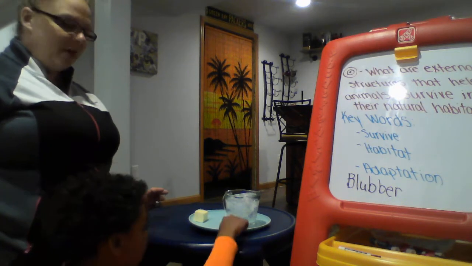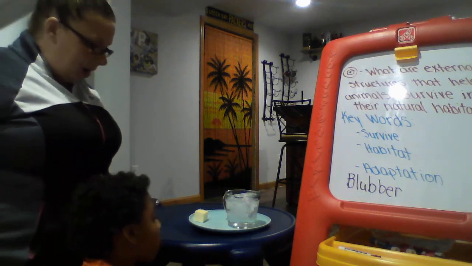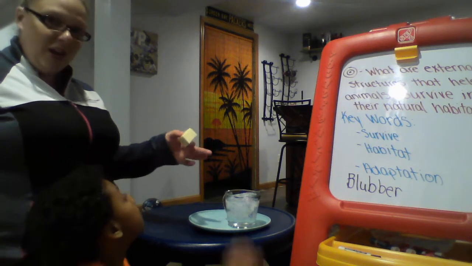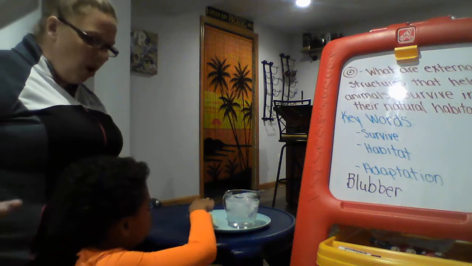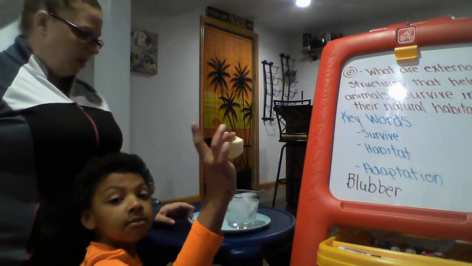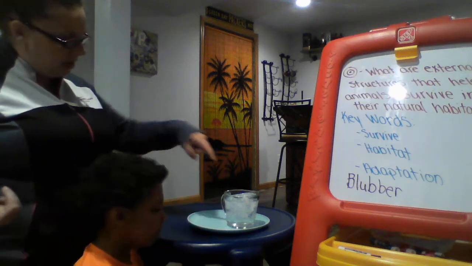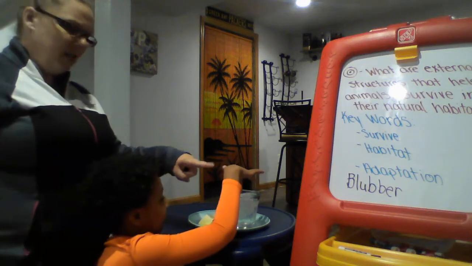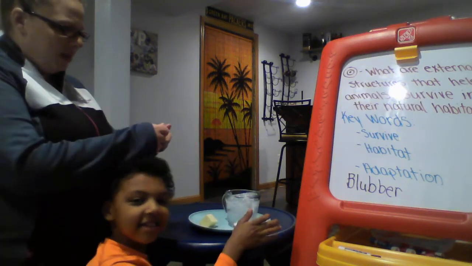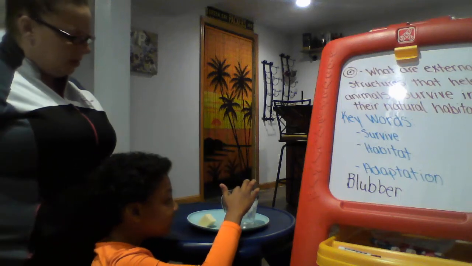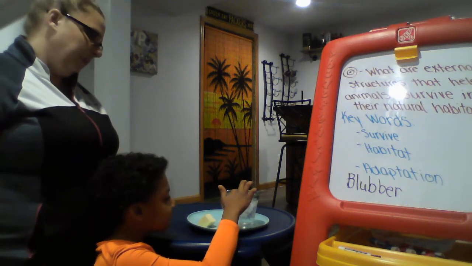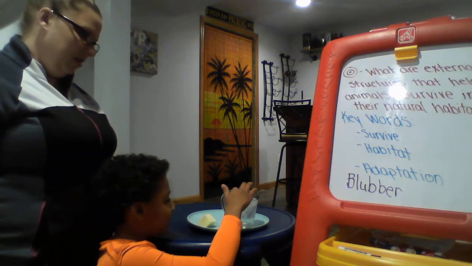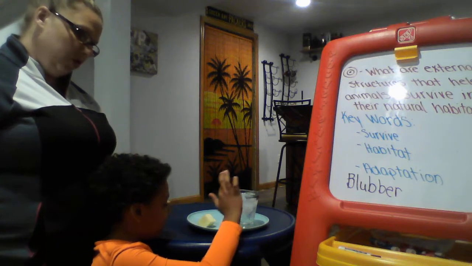Now, remember I told you that thick layer of fat was called blubber, right? So this butter right here is all fat. That's our butter. What we're going to do is stick our finger into this water with just our bare finger, because we don't have feathers, we don't have fur, we don't have a thick layer of fat on our finger. You can go ahead and stick it in the water. What does that feel like? Cold ice water, cold ocean water, right?